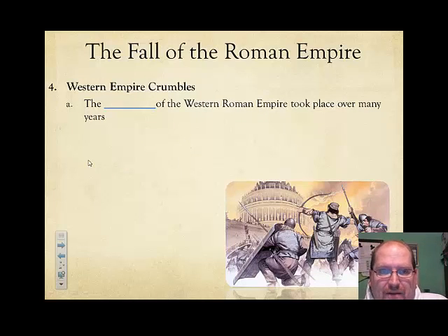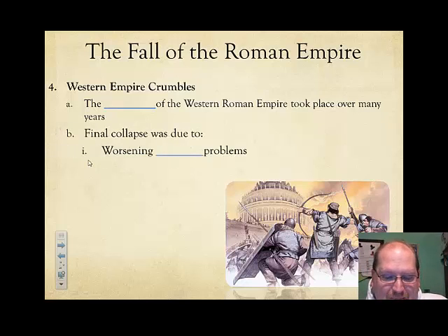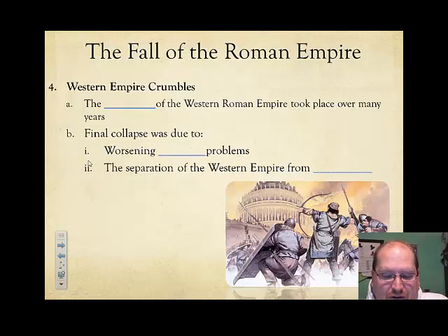The Western Empire crumbles. The decline of the Western Roman Empire took place over many years. The final collapse was due to several issues. First was the worsening internal problems, the separation of the Western Empire from its wealthier East, and outside invasions.